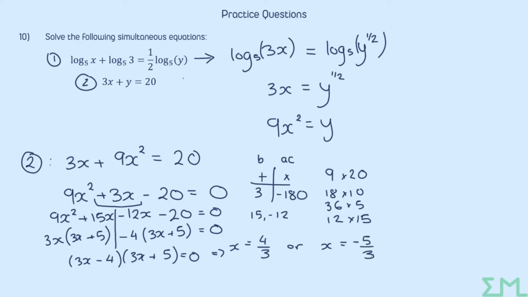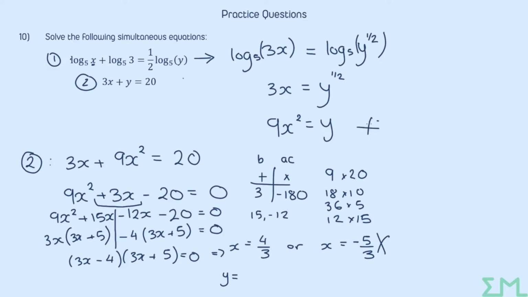But because we are working with log equations, we go, hold on, we just need to check back to the original equation. Can x be negative? No, because we have just a log base 5x term, and there's nothing there that's stopping the x from being negative when it's substituted in, so we cannot have that. So really we just have the x equals 4 over 3, which means we can also write down our y.